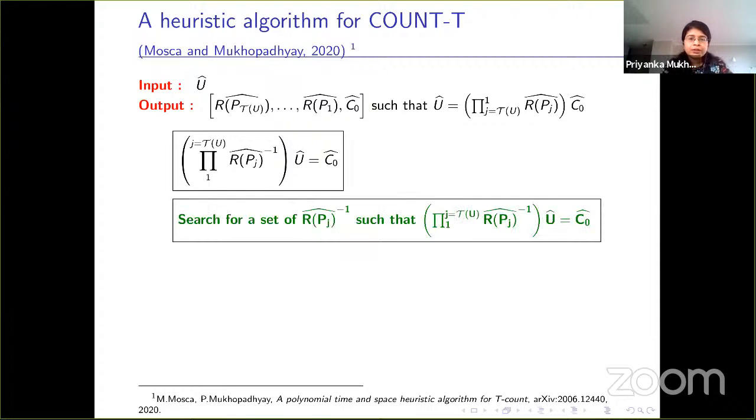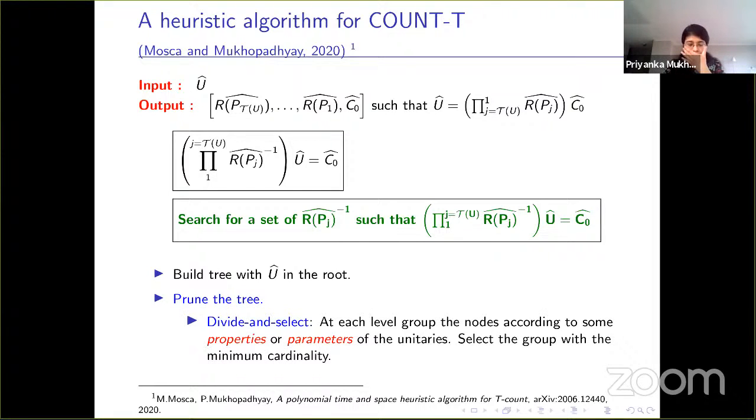So we search for these inverse RPJs and try to see if any combination can satisfy this kind of relationship. Now, we build a tree as we did before with channel representation of U in the root, and then we try to prune the tree. To prune the tree, we develop some divide and select rules. So what happens at each level, we group the nodes according to some properties or parameters. These properties or parameters are such that we hope that they will distinguish the correct unitaries, that is the unitaries which come in the minimal decomposition of U, from the incorrect ones, okay? And then we try to select the group with the minimum cardinality.